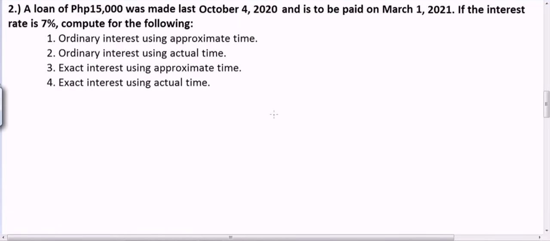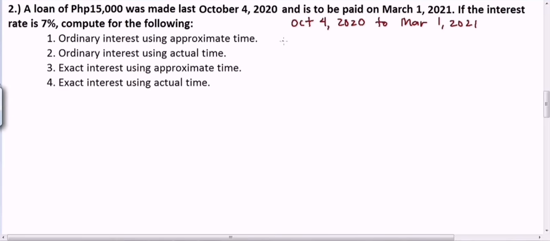Let us have the second example of ordinary interest and exact interest. So a loan of 15,000 was made last October 4, 2020 and is to be paid on March 1, 2021. If the interest rate is 7%, compute for the following. So ganun pa rin. So ang date naman natin dito guys is October 4, 2020. So nangutang siya ng October 4 and then magbabayad siya ng March 1, 2021.